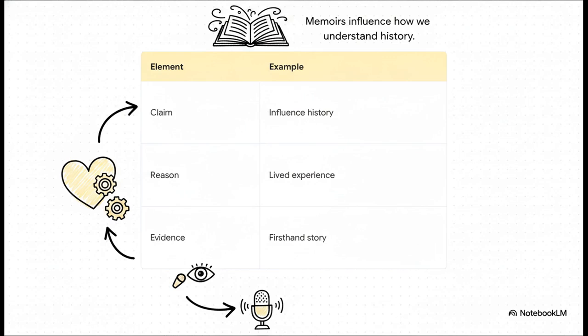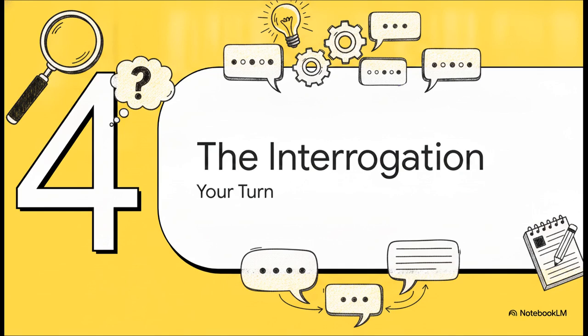First, we pull the main claim from the text. Memoirs influence how we understand history. Got it? Next, we look for the reason why this happens. It's because they share lived experiences. And finally, the evidence, the undeniable fact backing this up. The stories are firsthand. Do you see how perfectly that clicks together? The first-hand nature of the story acts as evidence, proving it's a lived experience, which is the reason, which ultimately proves it influences our understanding, the claim. The author's structure is totally by design to shape what you understand. Which brings us to part 4, the interrogation.